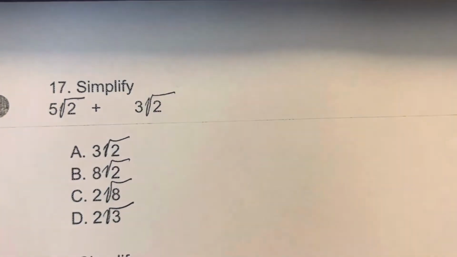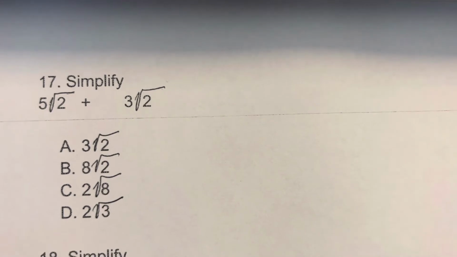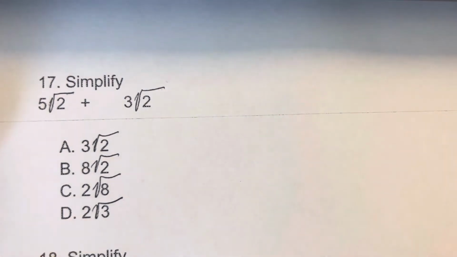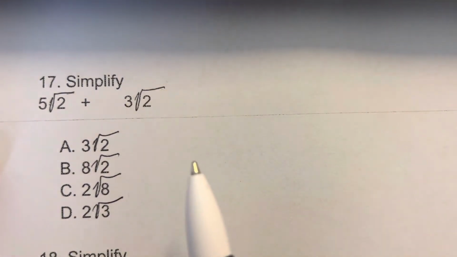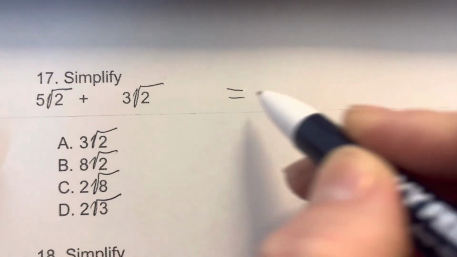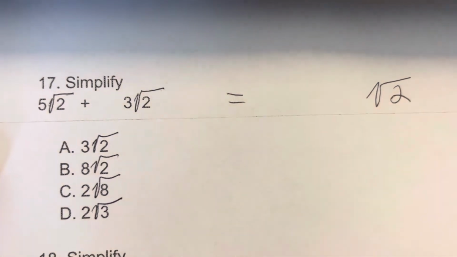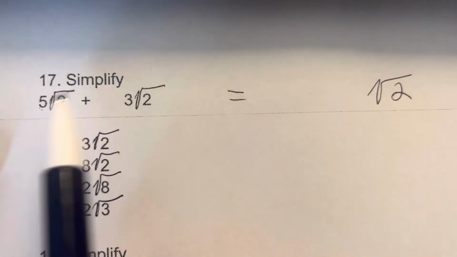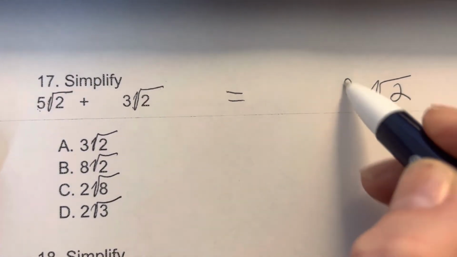Okay, these are adding square roots. So this problem is pretty easy. What you do is you look at these two. If they're the same, see it twice, write it once. Nothing changes, and then you just add the front. 5 plus 3 is 8.